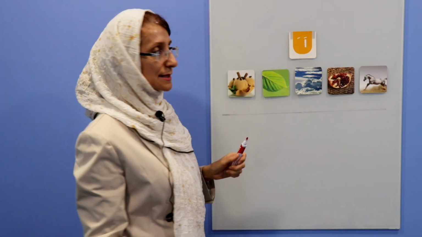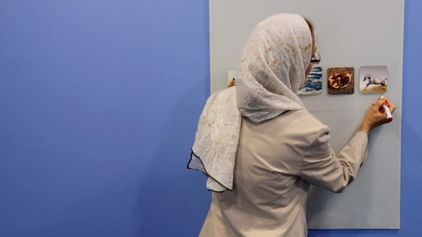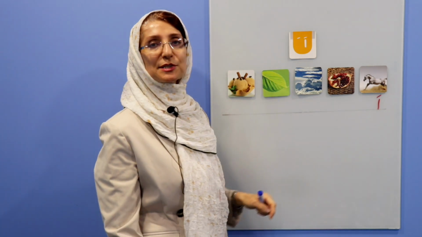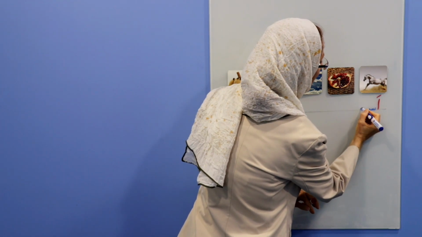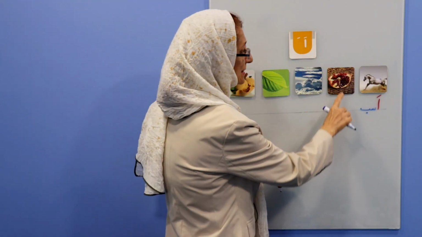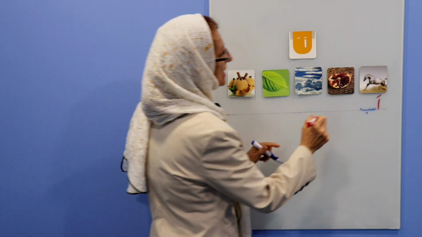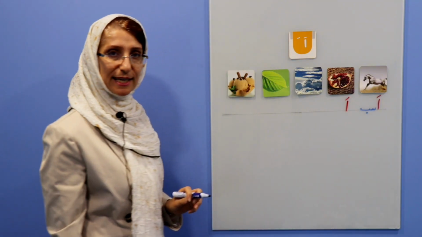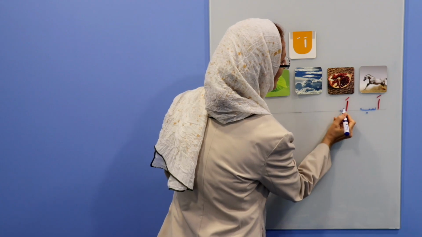asp. Asp is horse in Persian. You see, A أول comes at the beginning of this word. Look at here. Asp. And pomegranate in Persian is anar. Anar. Again, it starts with A أول.